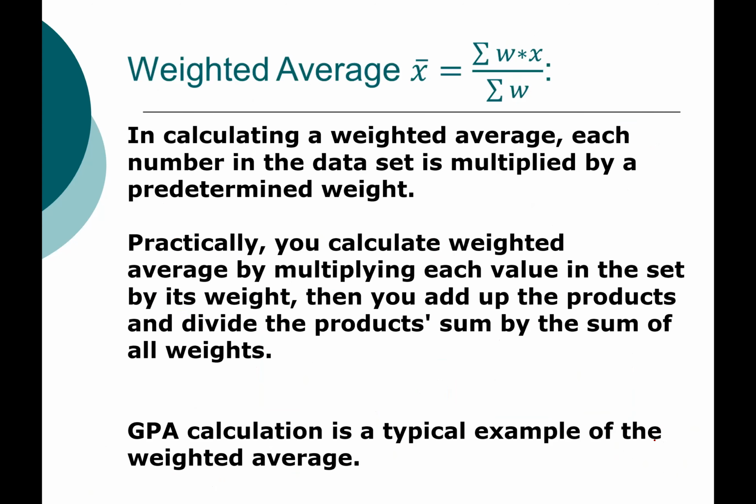Now let's take a look at another concept called weighted average. A lot of people confuse expected return with the weighted average. In calculating weighted average, each number in the data set is multiplied by a predetermined weight. It's like your GPA case. Each letter grade is associated with a different grade point, quality point, and we make a connection between those. That quality point is predetermined based on the grade you earn in each class. Practically speaking, you calculate the weighted average by multiplying each value in a set by each weight. And for the GPA case, the weight is the number of credits.